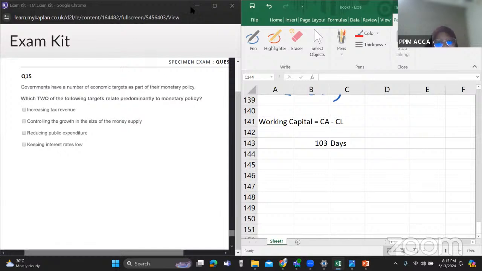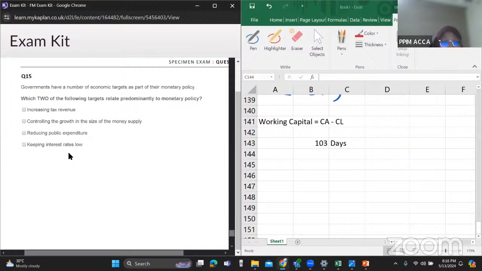2 and 4, correct. Okay, so increasing tax revenue, obviously that is fiscal policy. Controlling the growth in the size of money supply, anything to do with money supply and interest rate, it's monetary policy, right? So B is an answer. Reducing public expenditure, again, fiscal policy. Keeping the interest rate low, that is monetary policy. So yes, the answer will be 2 and 4.